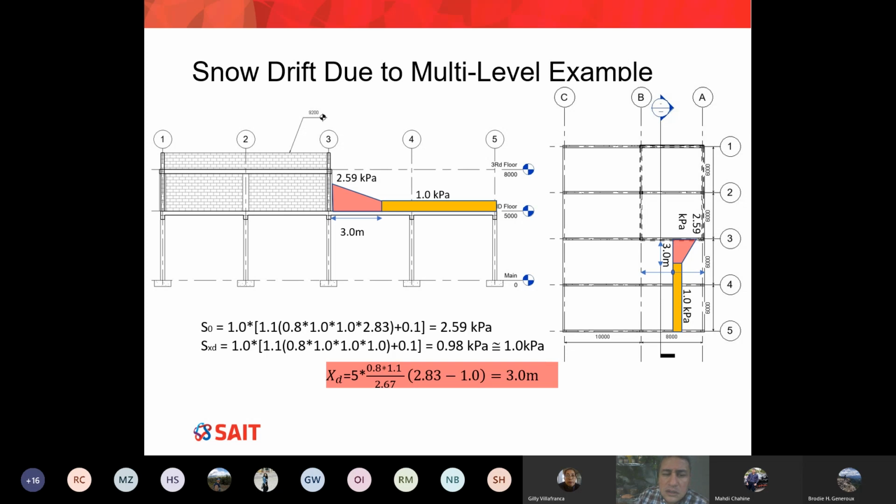How about the load intensity? Next to your high roof it is 2.59. After 3 meters, it goes back to 1, which is the uniform load. It will stay uniform until the end. Again, we can show that on an elevation, a cross section, or on a plan view. Please take your time and look at both the elevation on the left and the plan view on the right, showing how we draw the snow drift diagram on both.